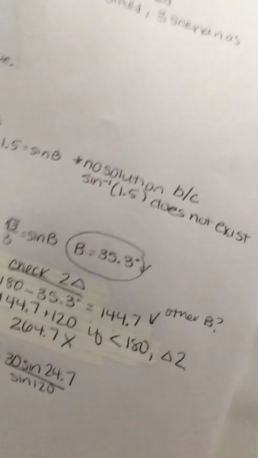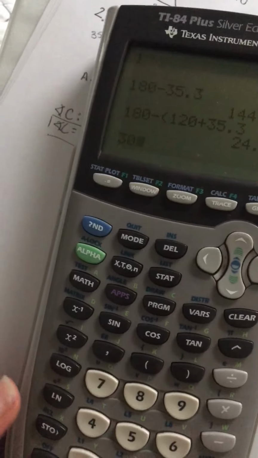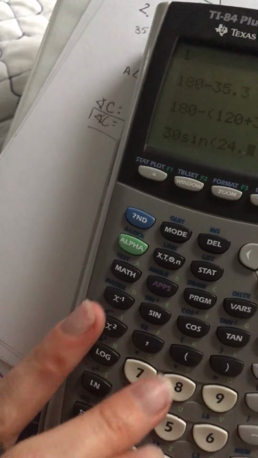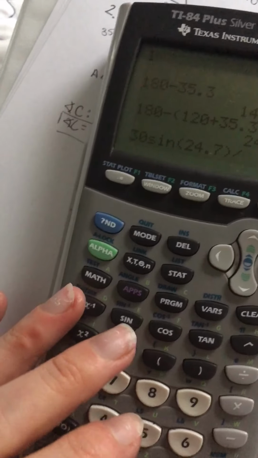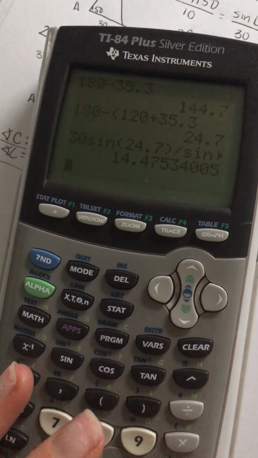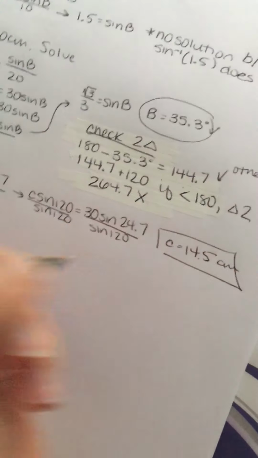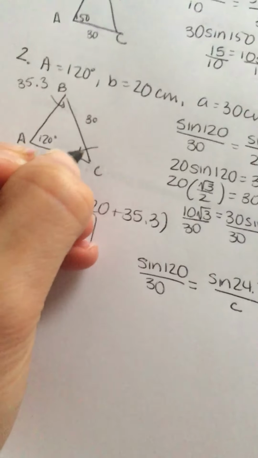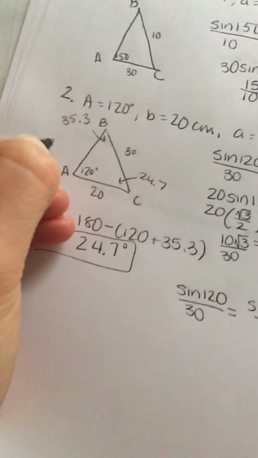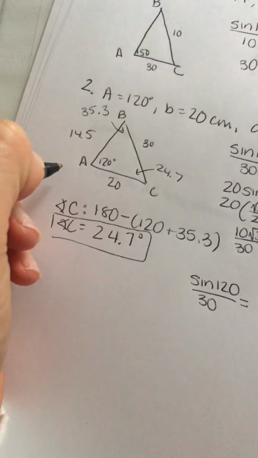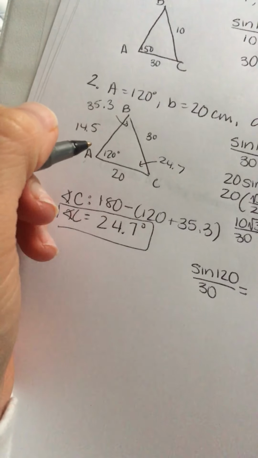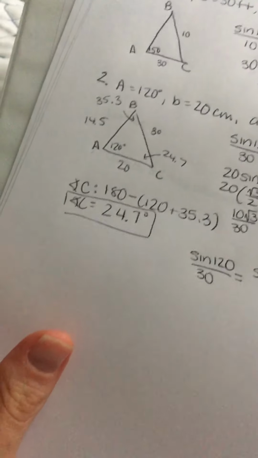Okay. So side C will give me 30 sine 24.7 divided by sine of 120. Okay, so side C is 14.5, or in centimeters. Okay, great. And once again, that makes sense. So C is 24.7. That is our smallest angle. It should be across our smallest side, which it is. A is our biggest angle opposite our largest side, and then B is in the middle.